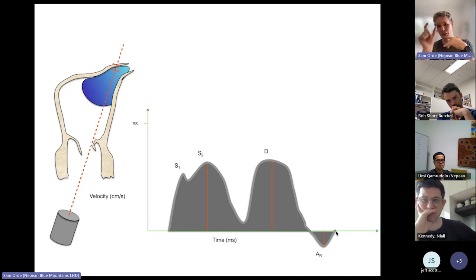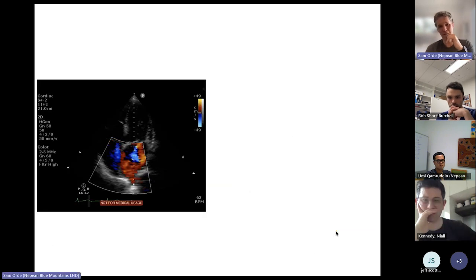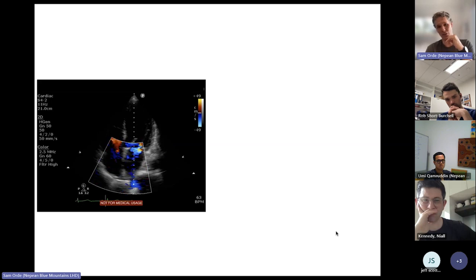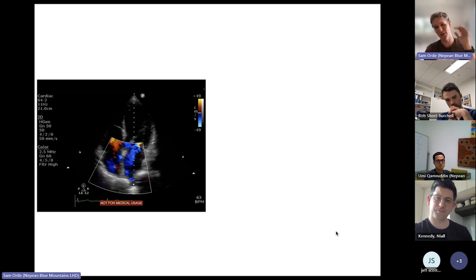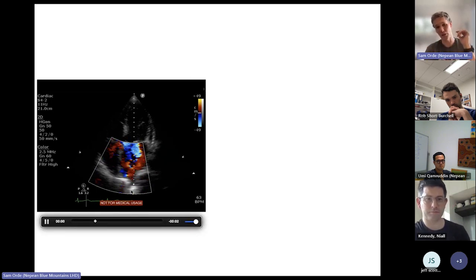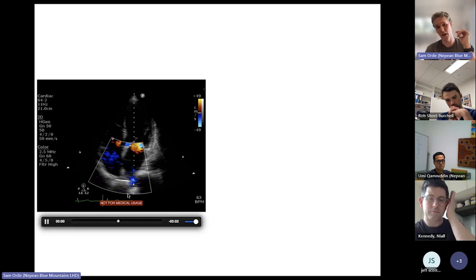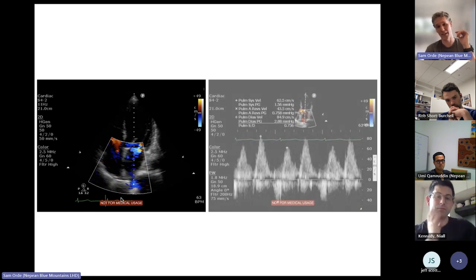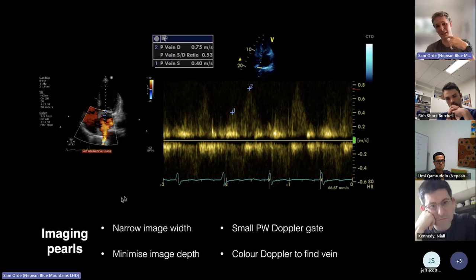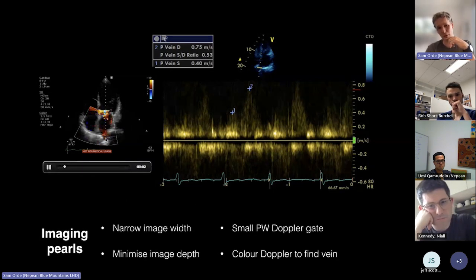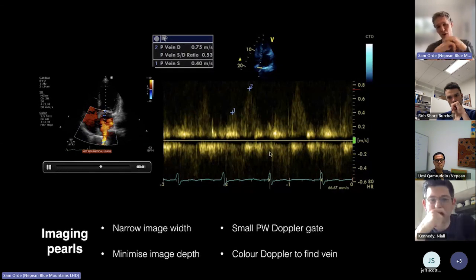And we can look at the duration of that atrial reversal and compare it to our E to A ratio and see how we go. Okay, so I'll show you an example of this. What I tend to do with these guys is I put the color box over the back of the heart. I turn down my scale and I look to try and find the flow that comes in at the back of the heart. And it classically looks a little bit like this. I'll show you an example, it's a bit better here. So you can put your pulsed wave Doppler at the back of the heart in that color flow area, and you can try and see a flow that looks like this.